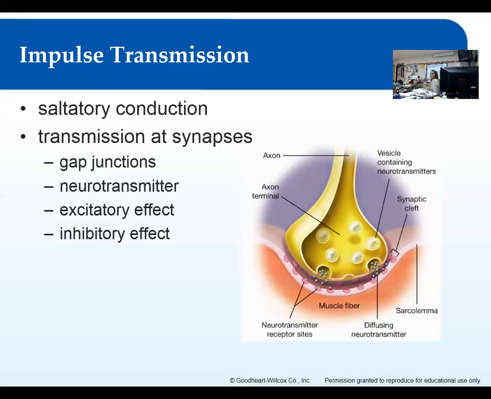One example of these is the intercalated disc. Remember we were talking about those in cardiac muscle? Remember when we looked at the muscle tissue under a microscope and you could see those little lines? That's one example of gap junctions.